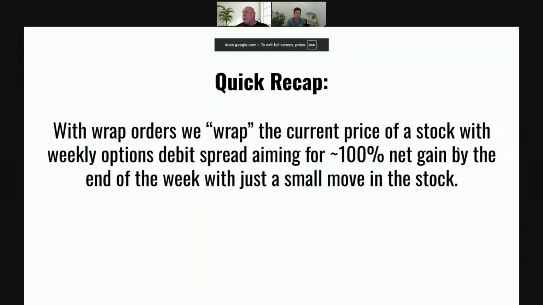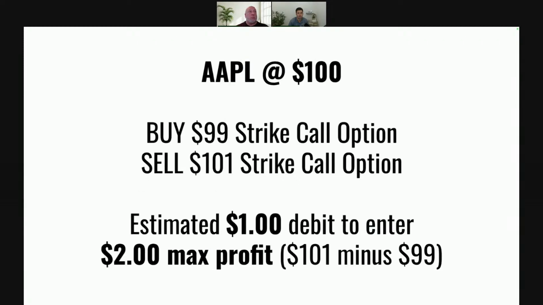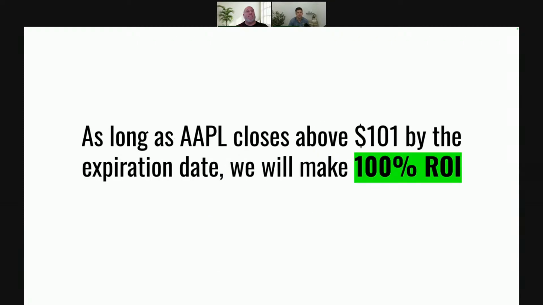So with wrap orders, we wrap the current price of a stock with weekly options, generally speaking. It's a debit spread aiming for about 100% return on investment by the end of the week from a small move in the stock. So for example, if a stock's at $100, you wrap it with a 99 and 101. It's like a hot dog. And you want to enter for about half the width of that spread, and your max profit is that full width. So in this case, 101 minus 99 is $2. That's the most you can get for it. And in this example, as long as Apple closed above 101, or as long as your stock closes above the strike you sold by expiration date, you make that full profit.